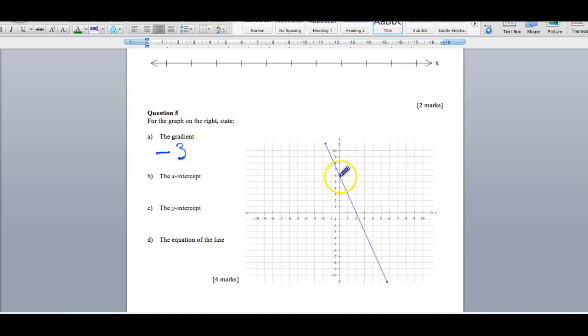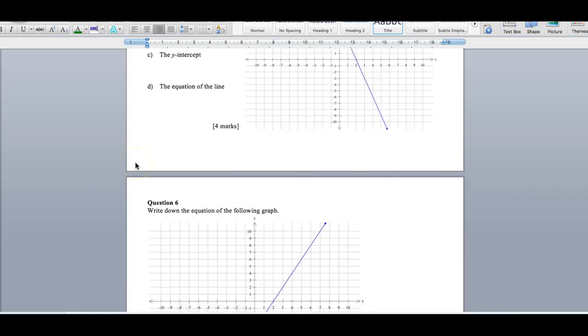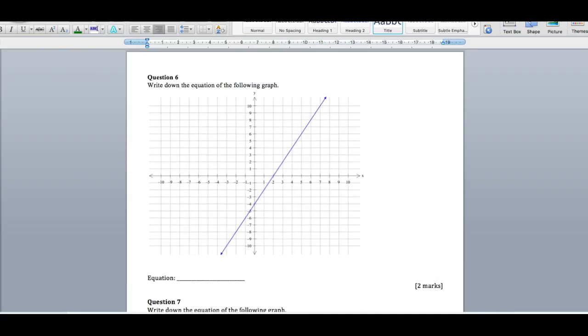You could have used 2 points on the line if you wanted to. That's a long way to go about it. The x-intercept is 2. The y-intercept is 6. And just putting it all into the equation. So y equals -3x plus 6. Okay, so that should have been an easy 4 marks. I haven't marked the test yet, so it'd be interesting to see whether it was actually as easy as I thought it was. All right, question 6.